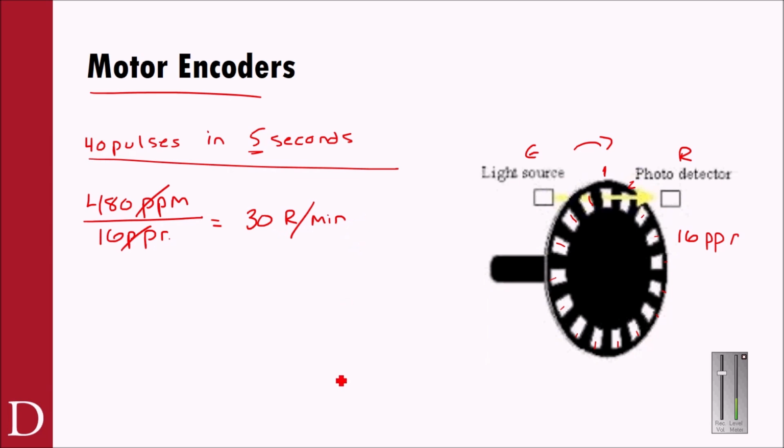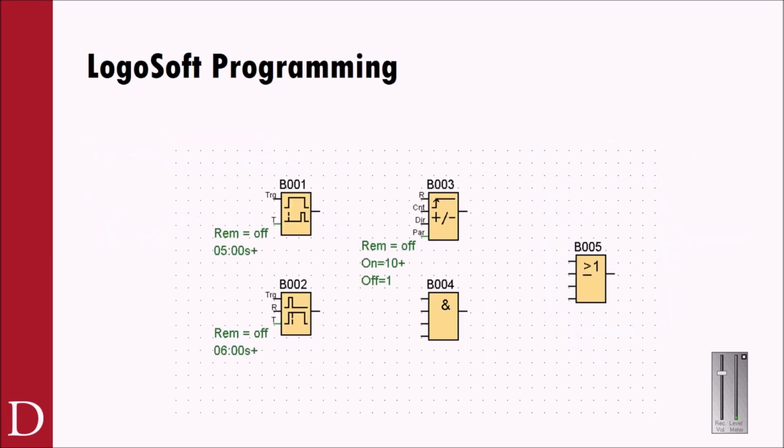So 30 revolutions per minute if I get 40 pulses in 5 seconds. So 40 pulses in 5 seconds, multiply that by 12, that gives me 480 pulses per minute. Divide that by the number of pulses in a revolution, gives me 30 revolutions per minute. I will do something like this, and there could be 1 or 2 questions, 1 or 2 points on the midterm exam.